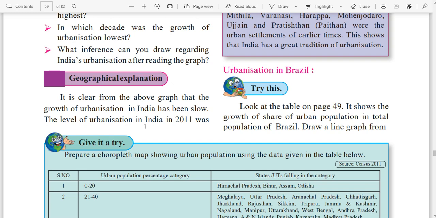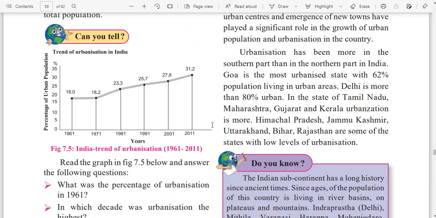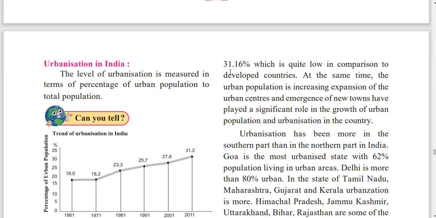The level of urbanization in India in 2011 was 31.16%, which is quite low in comparison to developed countries. At the same time, the urban population is increasing. Expansion of the urban centers and emergence of new towns have played a significant role in the growth of urban population and urbanization in the country.